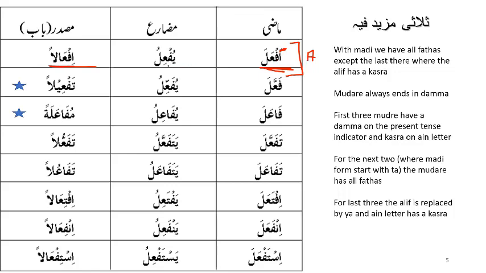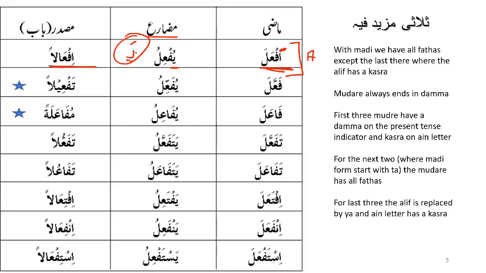And in this category, fail mudare, we have a ya with a dhamma, yuf'ilu. Now, you might say that this looks like, if you think about nasara, the mazid fees, there also we have a ya in the beginning, but in all the regular salati mujarrad, like nasara, yansuru, daraba, yadribu, there will always be a fatha on the ya with the 6 babs. Unless it's a passive form.